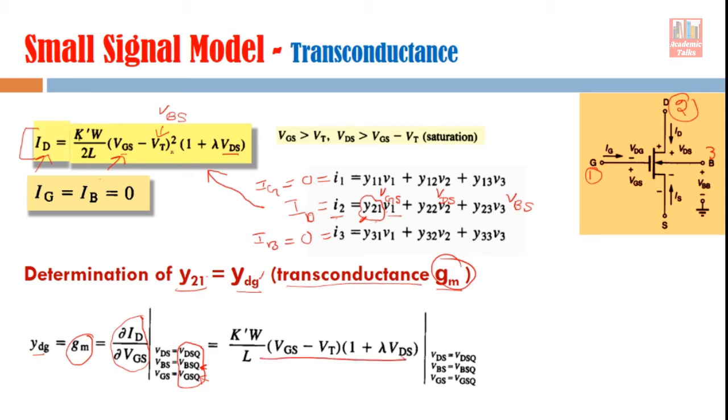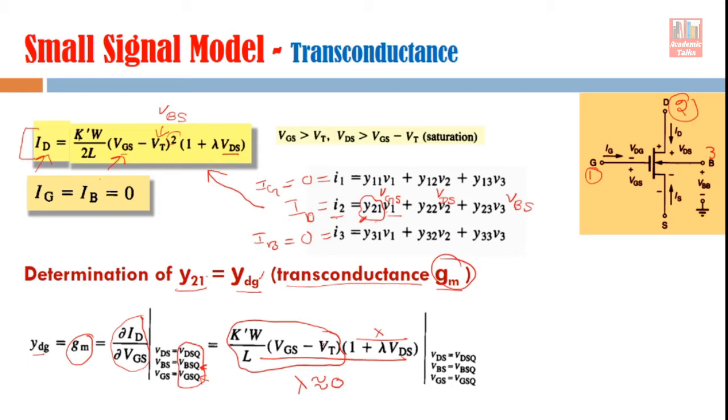Right? The square term will cancel, and you will get this. Now, if you consider that lambda effects are almost 0, because here lambda effects are also considered, then this term will cancel, and what you will be left with is only this part, right? So your transconductance Gm is given by K prime W by L (VGS minus VT).